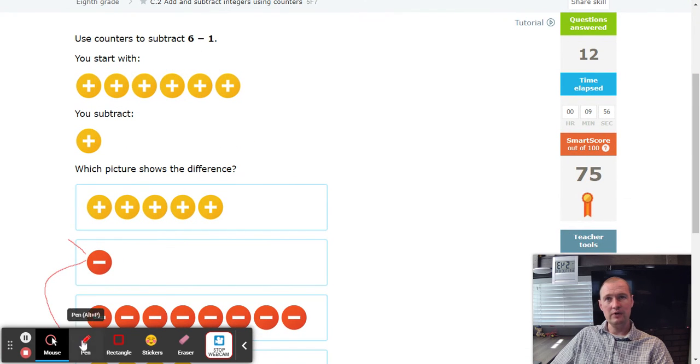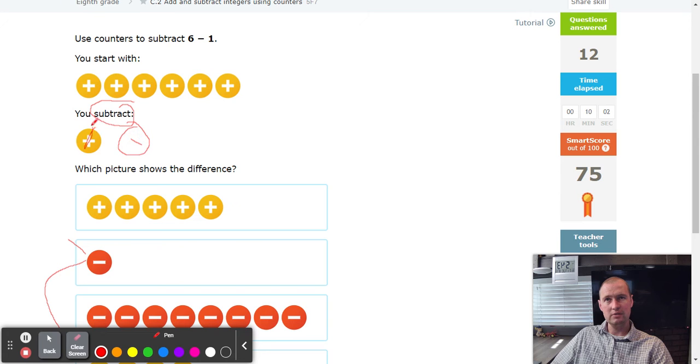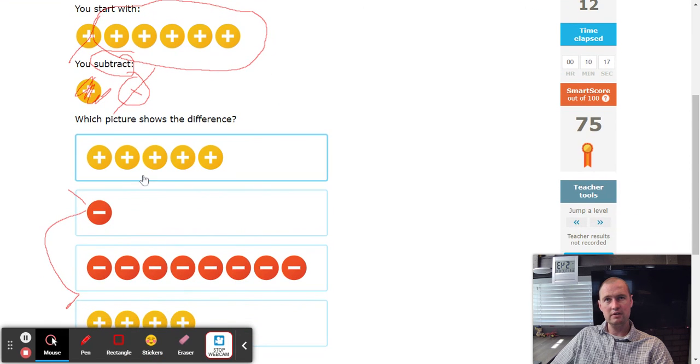All right. Careful on this one. Look at it. It's 6 minus 1. The word subtract means we want a negative counter because we're getting rid of positives. So when you have a negative and a positive, that cancels out with that one. Therefore, you have 1, 2, 3, 4, 5 left. So 6 minus 1 is 5. So we're going to choose 5 counters.